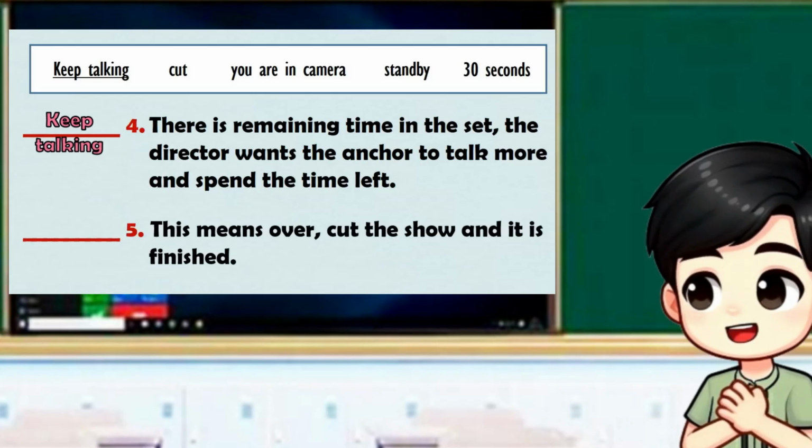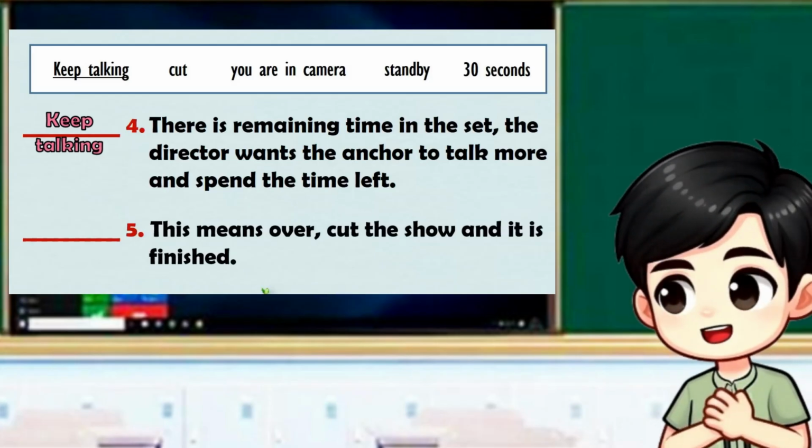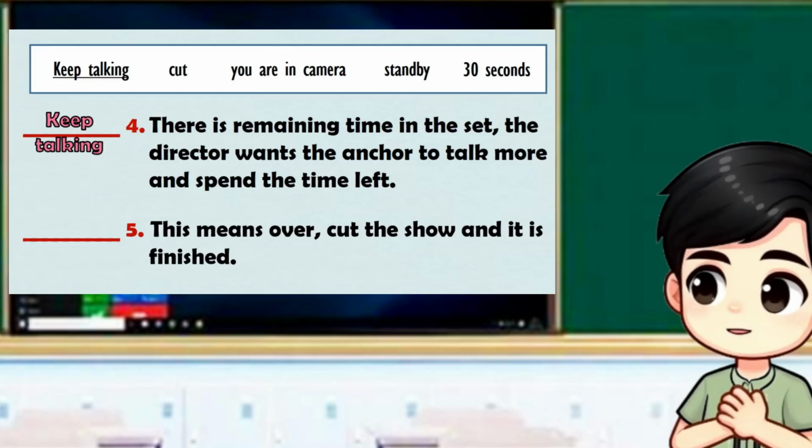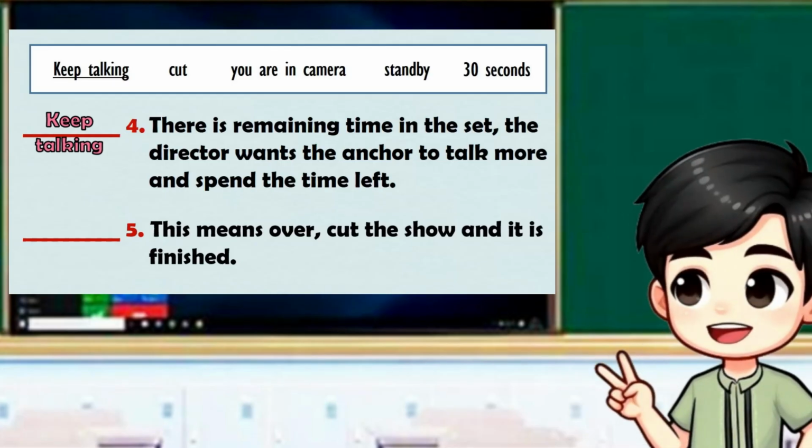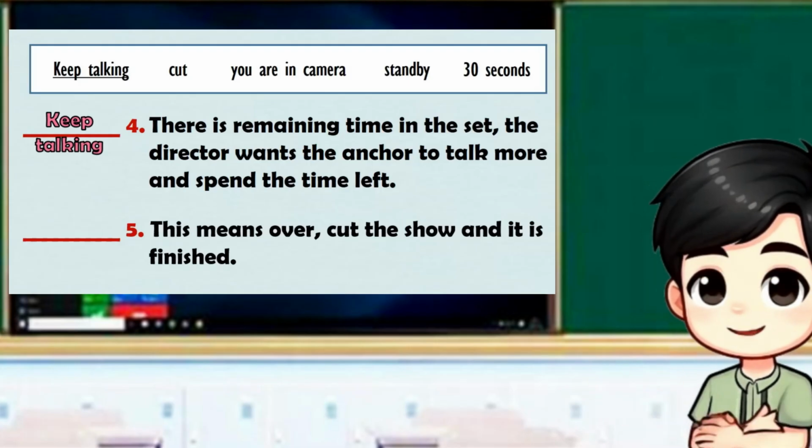And number 5. This means over. Cut the show and it is finished. What is the appropriate cue for this situation? Very good. The answer is, cut.